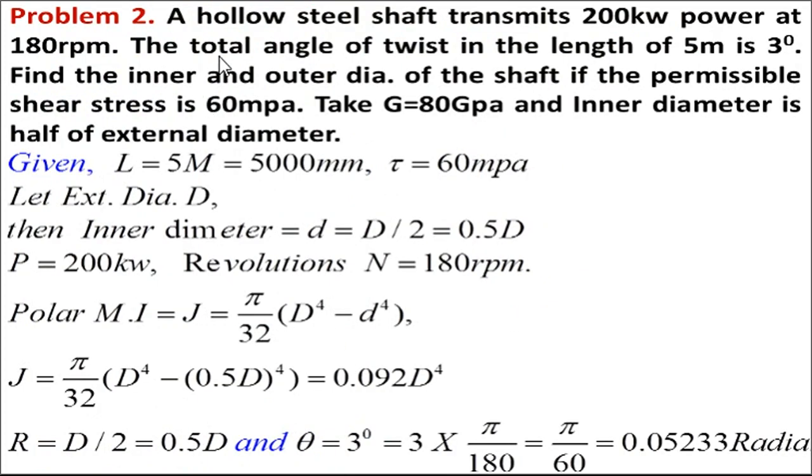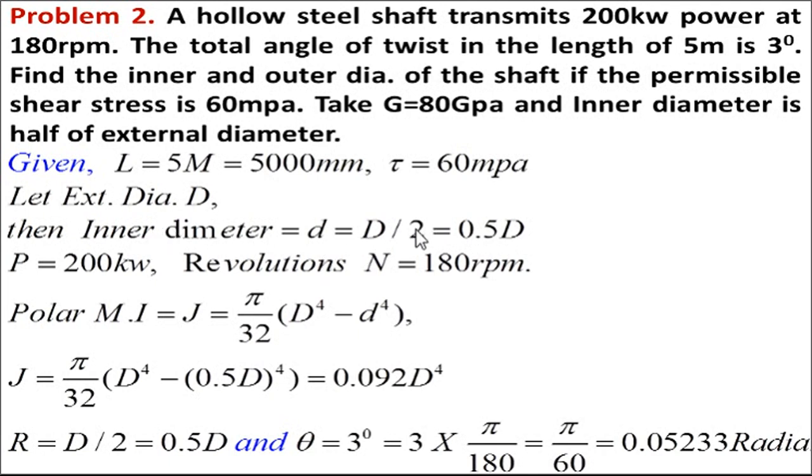Now see the next problem. A hollow steel shaft transmits 200 kilowatt power at 180 rpm. The total angle of twist in the length of 5 meter is 3 degree. Find the inner and outer diameter of the shaft with permissible shear stress 60 MPa. Take G as 80 GPa and the inner diameter is half of the external diameter. So what is given here? Length is given as 5 meter. Tau is given as 60 MPa. Tau means shear stress. Assume that the external diameter is D, because here it is given that the inner diameter is half of the external. If we assume external D, then the inner diameter will be small d, that will be D by 2.